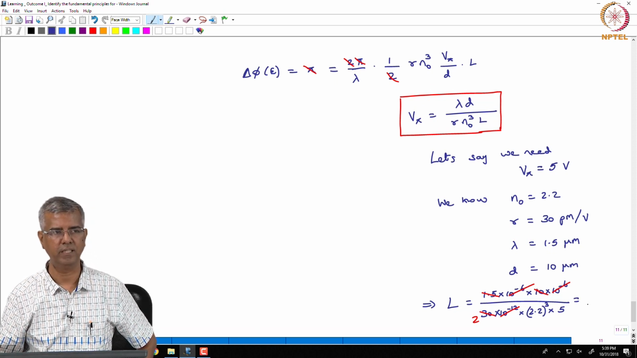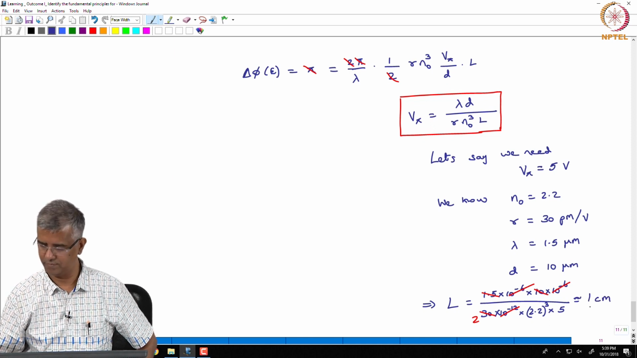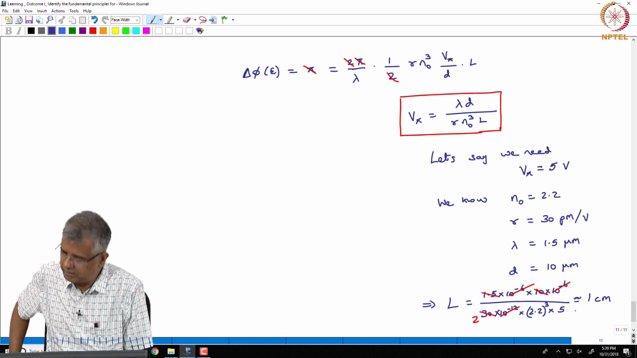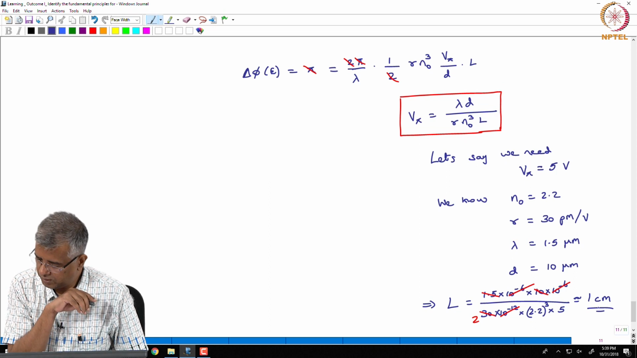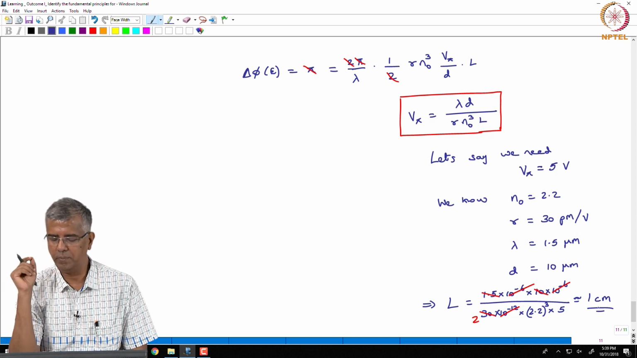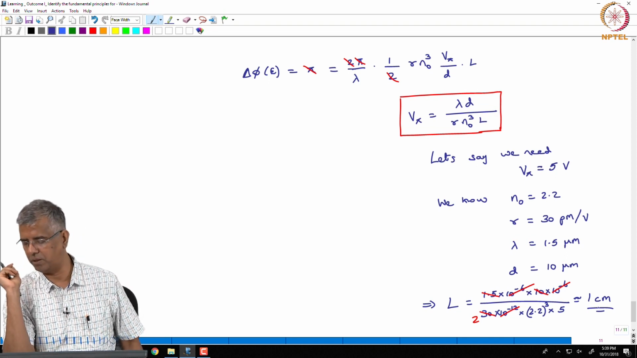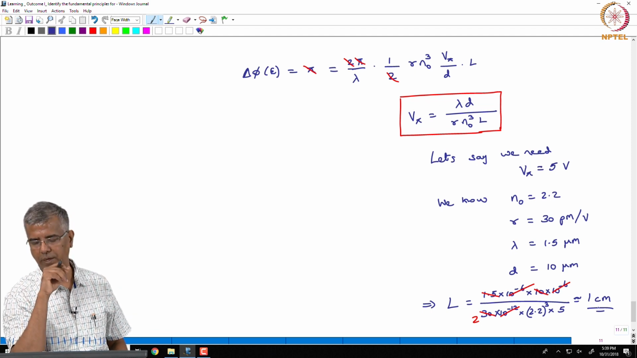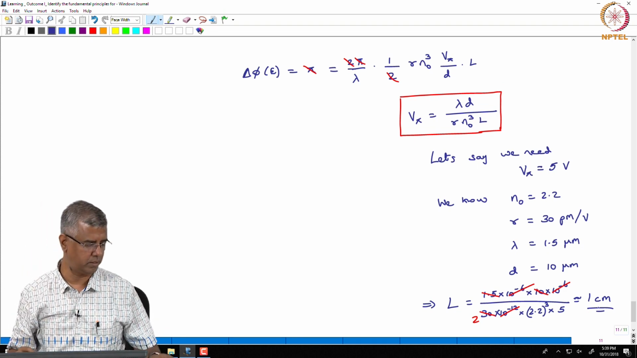So, what is the final value you get? It is roughly about 1 centimeter, 9.89 millimeter. So, with just 1 centimeter of lithium niobate, provided you have a 10 micron separation between electrodes, you can achieve a V pi of 5 volts. So, you can make a reasonable modulator with this.